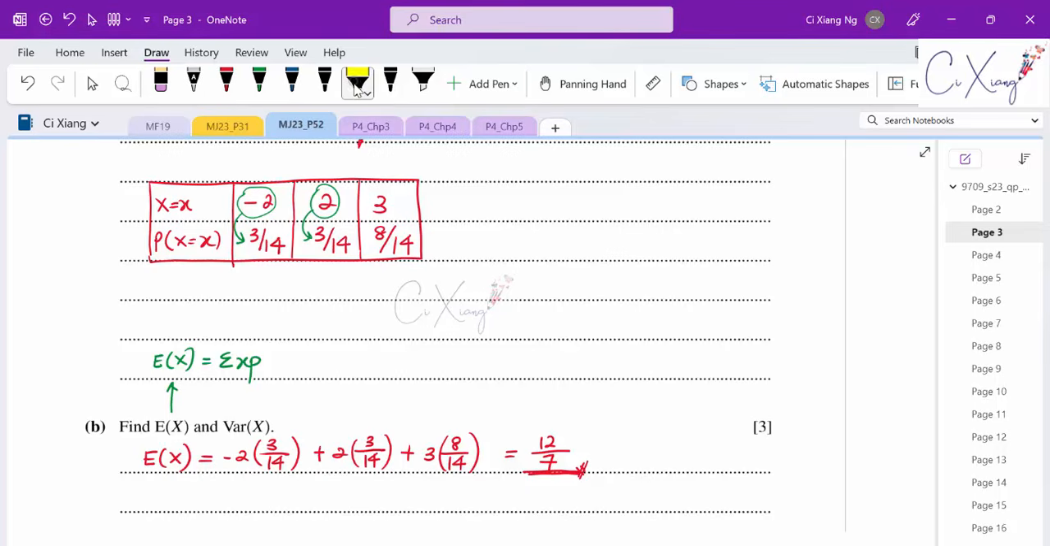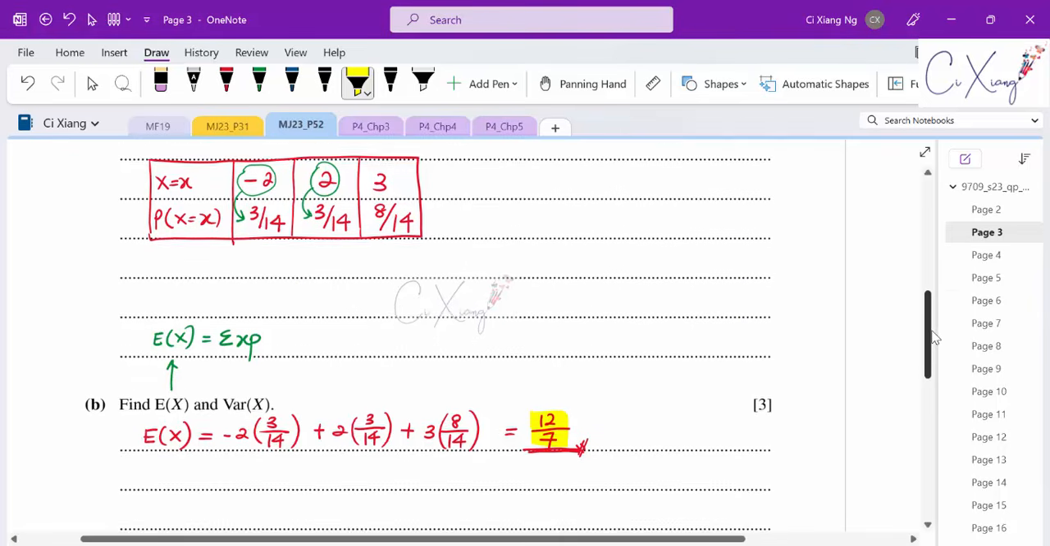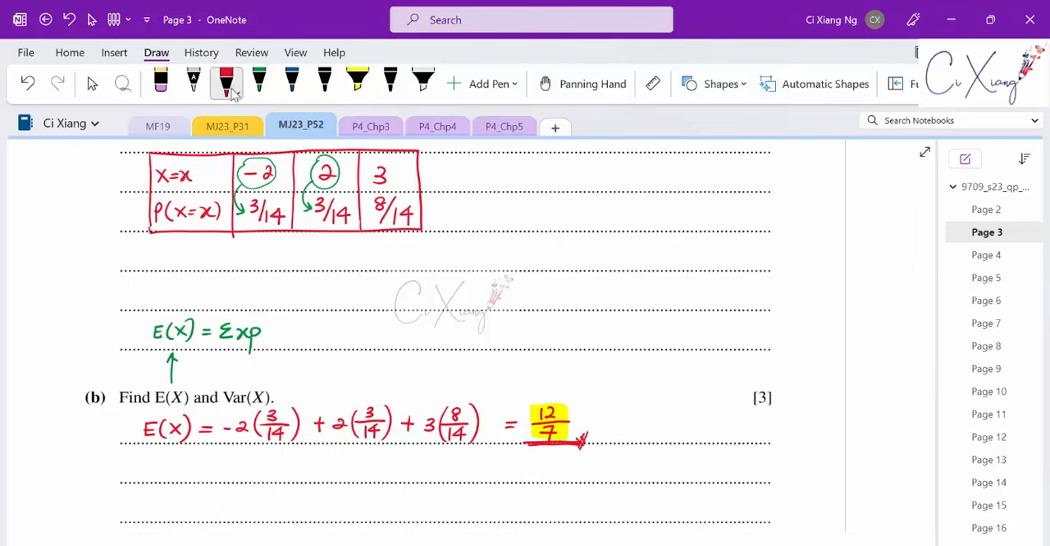Alright, so this is the expected value for x that we have. Okay, then now we want to get the value for variance x. Before you can get the value for variance x, I need one value first, which is the expected value of x squared.